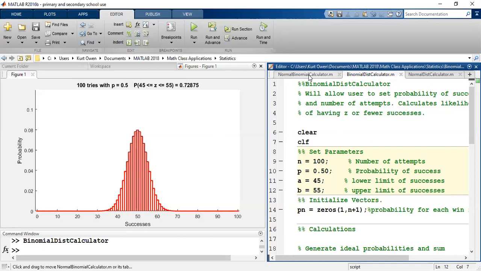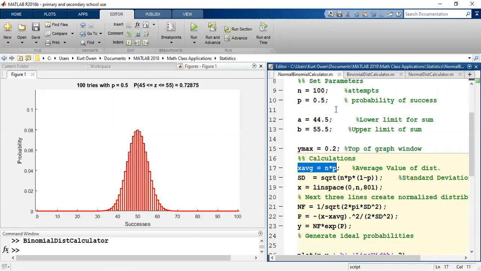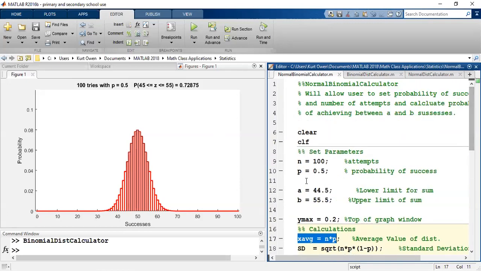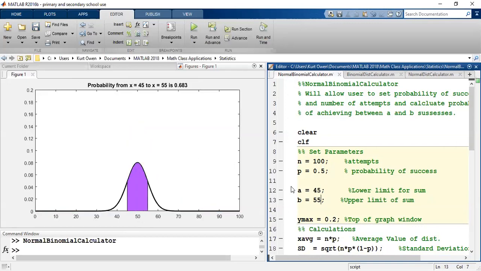So I want to switch over to a normal binomial calculator. It's using a bell curve to approximate what we have here. Okay, so let me run this again. n is 100, the probability is 0.5, and we were looking for getting anywhere from 45 up to 55 heads. We're going to figure out the probability of that happening. So let me run this. Okay, let me change the scaling of this. I'll go 0.15, so it's a little taller.